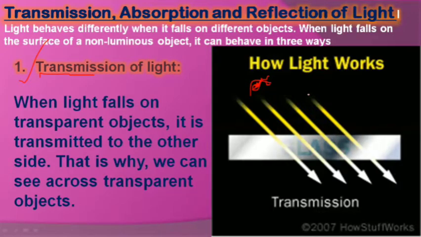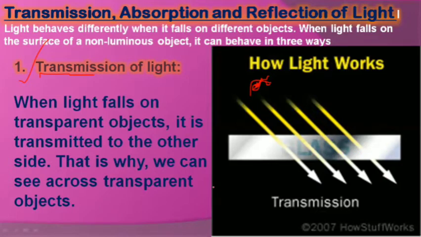This is the ray which is coming from, we can say, the sun or any luminous object, and if it is transmitted on the other side, it is called a transmitted ray.